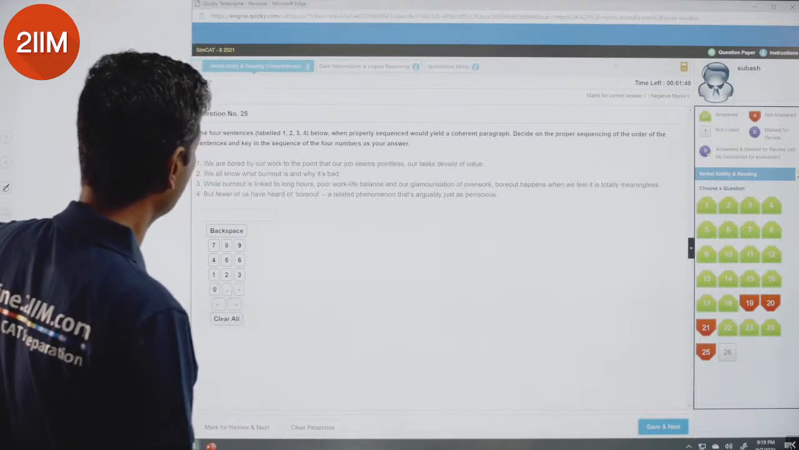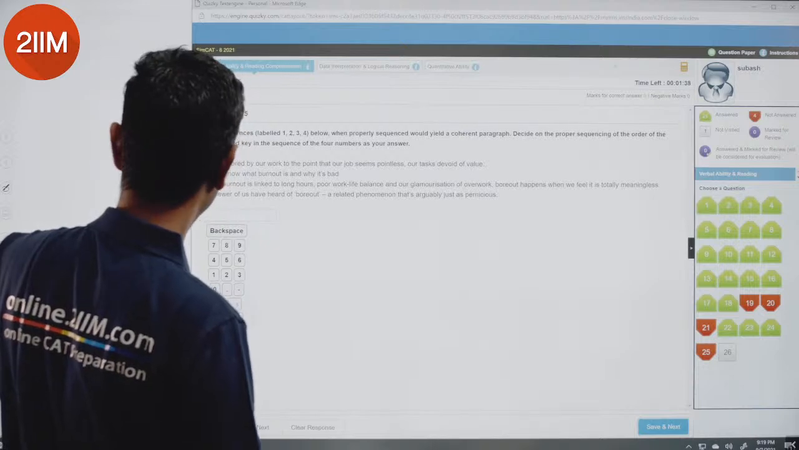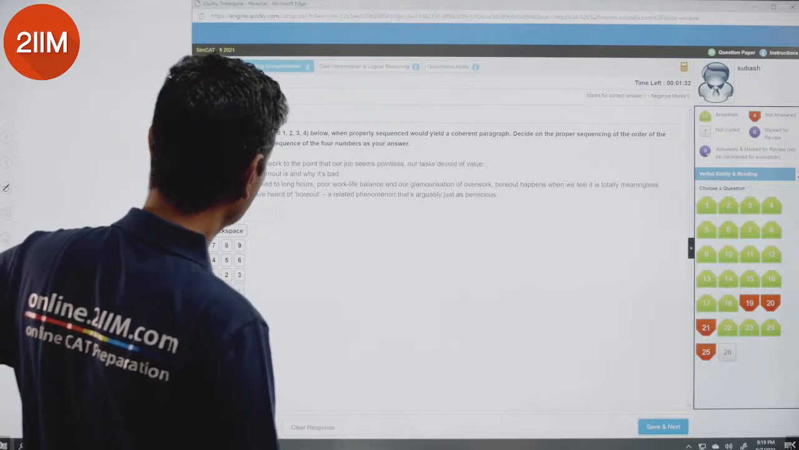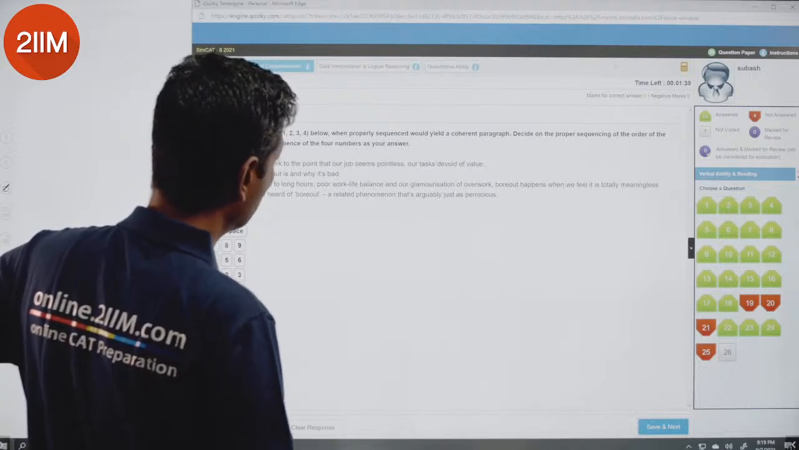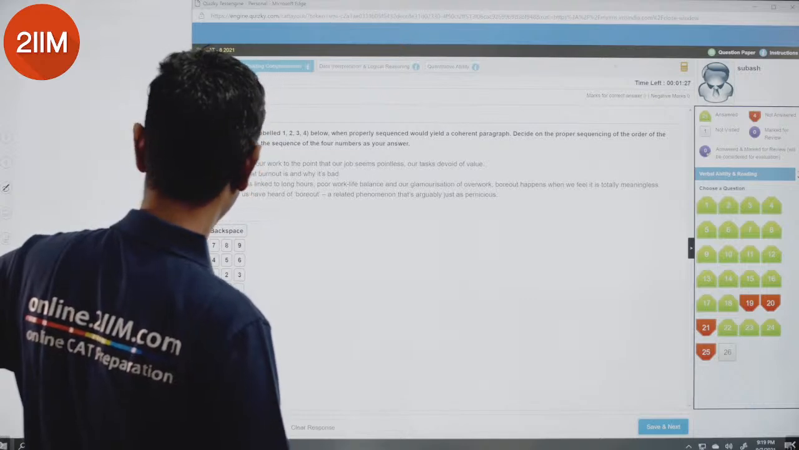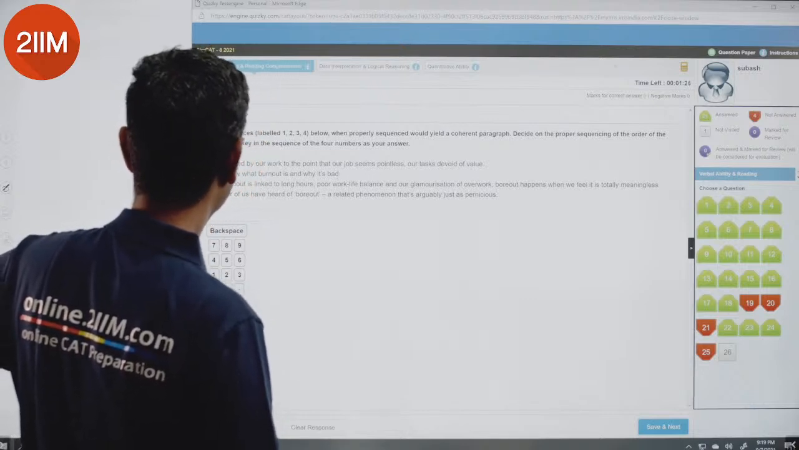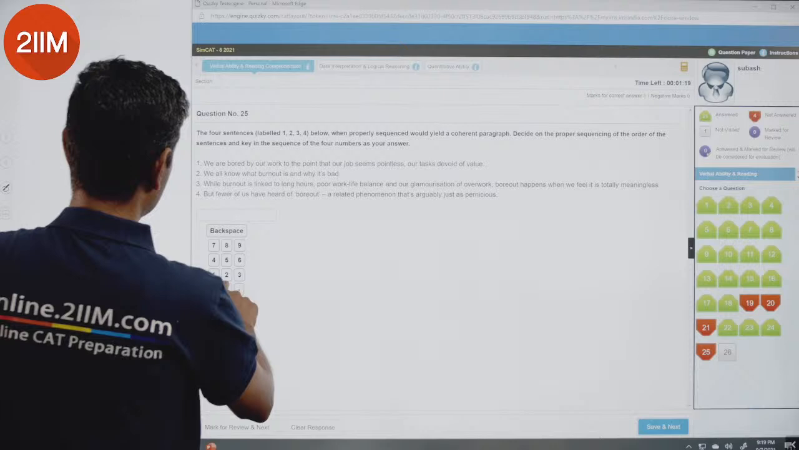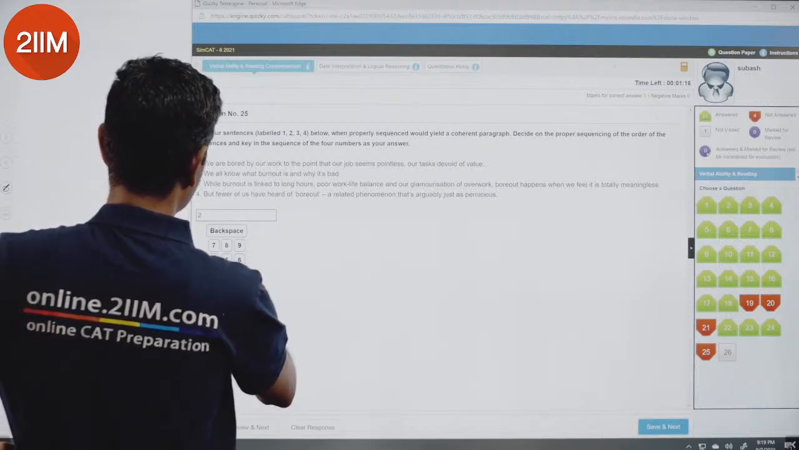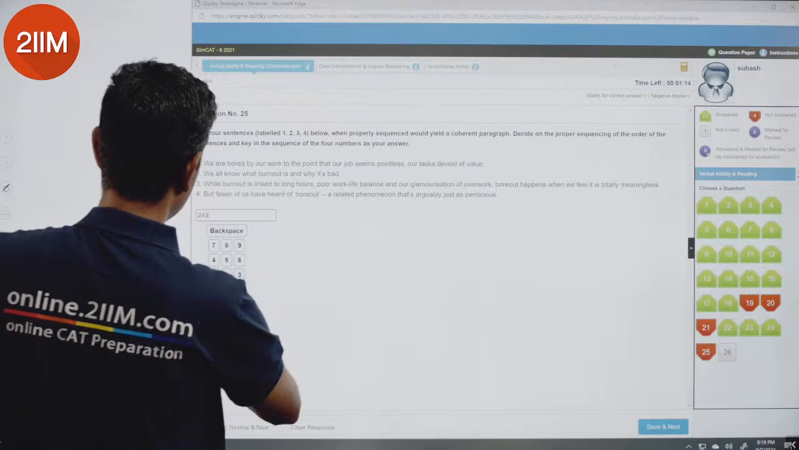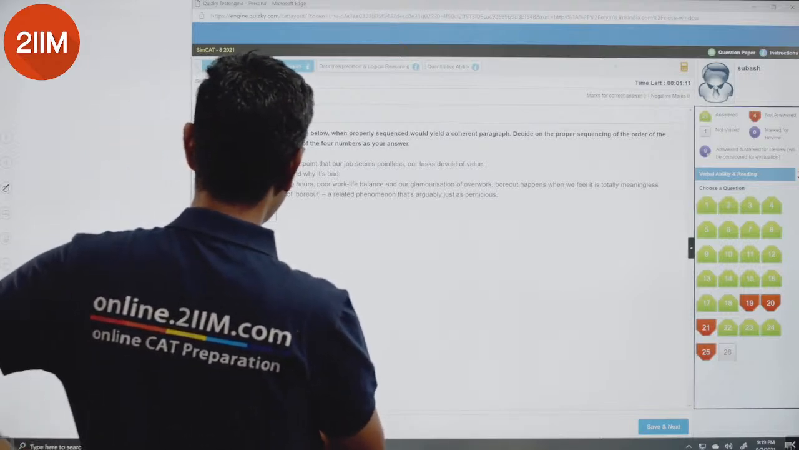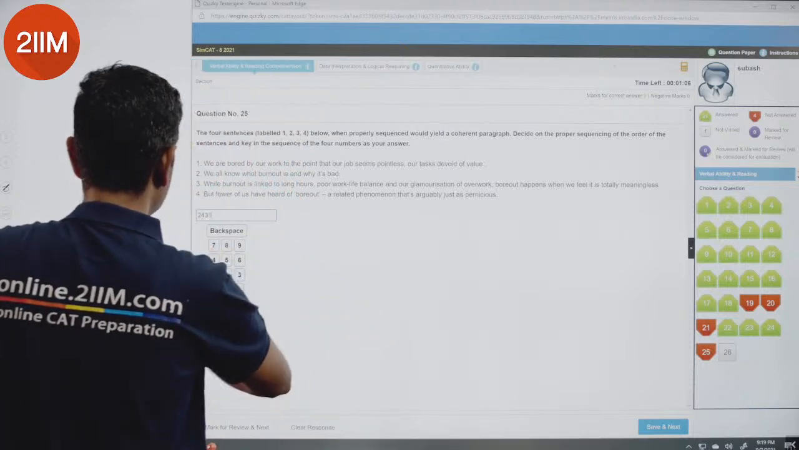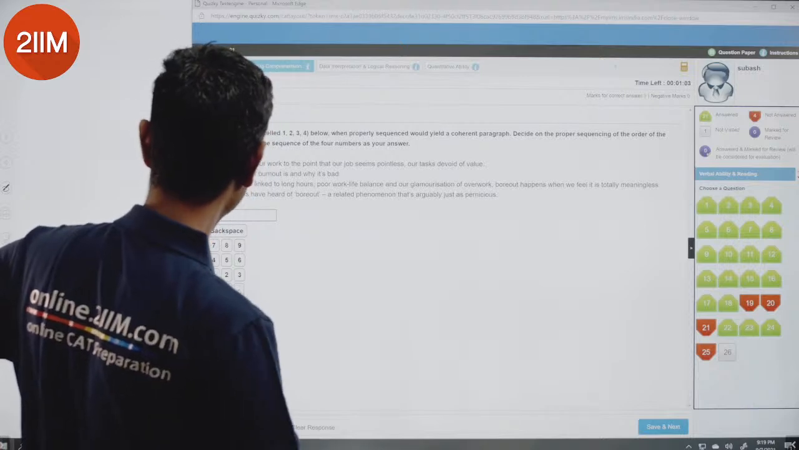We are bored by our work to the point that our job seems pointless or a task devoid of value. We all know what burnout is and why it's bad. While burnout is linked to long hours, poor work-life balance, and our glamorization of overwork, bore-out happens when we feel it is totally meaningless. But fewer of us have heard of bore-out, a related phenomenon that's arguably just as pernicious. So, okay, we'll go with 2, 4, 3, 1. I think the last one was also 2, 4, 3, 1, which is very unusual.